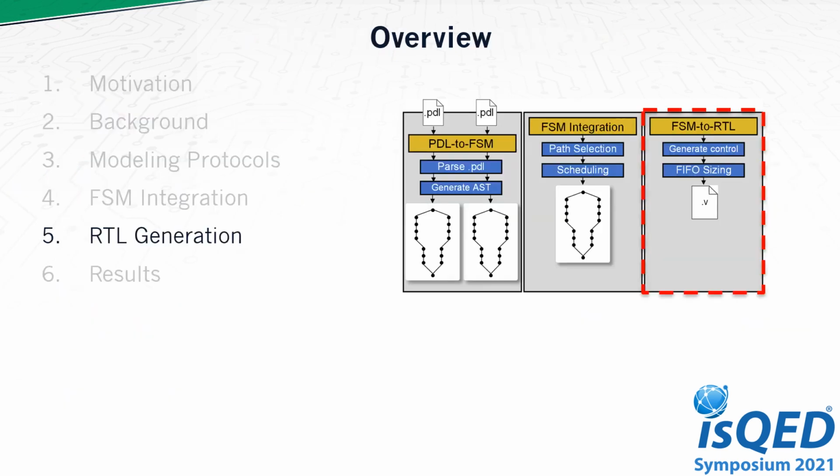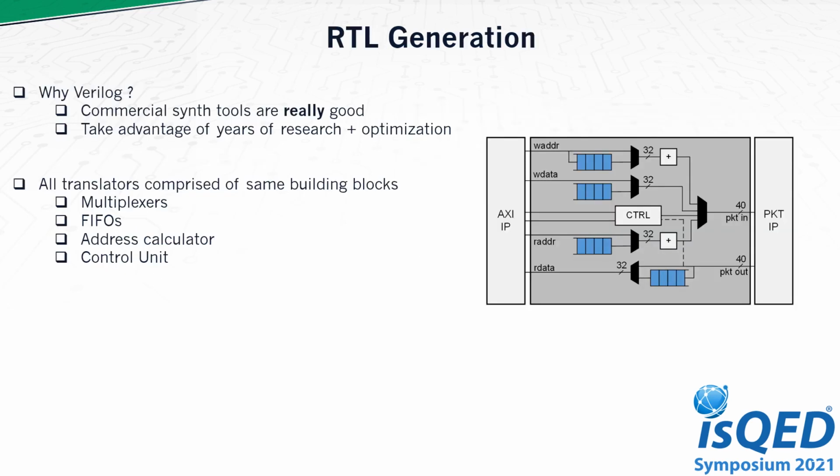Now that we can create a merged finite state machine that translates between 2 protocols, we need to generate RTL so that we can actually use this in a design. So this brings us to the final part of our flow, where we will export the finite state machine data structure into synthesizable Verilog code. We choose to export our design to Verilog code, but why Verilog code? Well, first of all, it's definitely easier than making a netlist. And second, commercial synthesis tools are really good, and we want to take advantage of years of research and optimization.